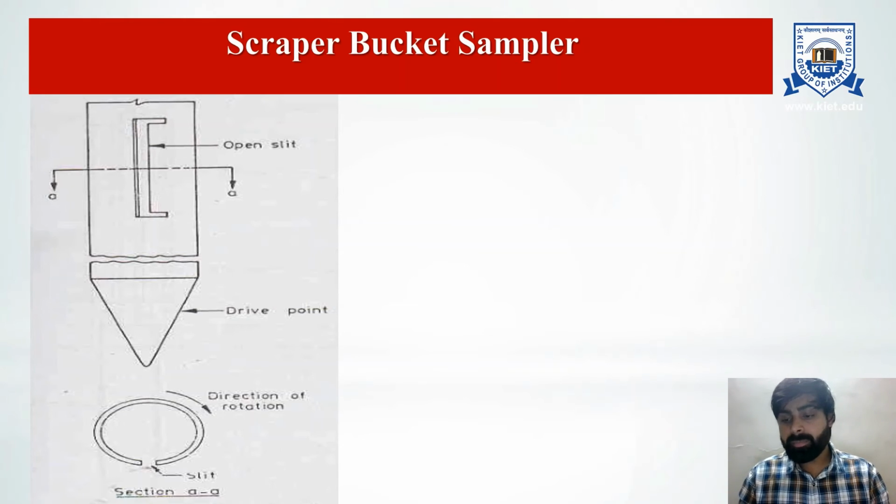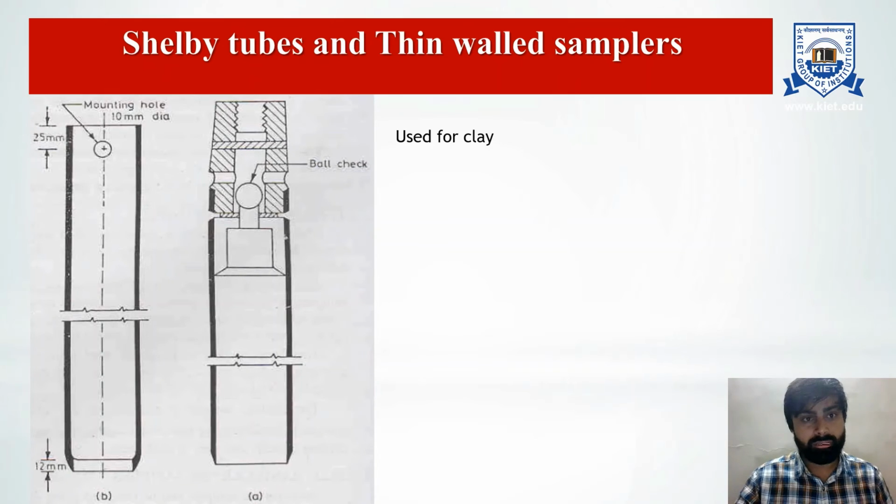The pebbles come in between the springs and prevent their closure. As I mentioned, for such a deposit, a scraper bucket sampler can be used. A scraper bucket sampler consists of a driving point which is attached to its bottom end. There is a vertical slit in the upper portion of the sampler. As the sampler is rotated, the scrapings of the soil enter the sampler through the slit. When the sampler is filled with the scrapings, it is lifted. Although the sample is quite disturbed, it is still representative.